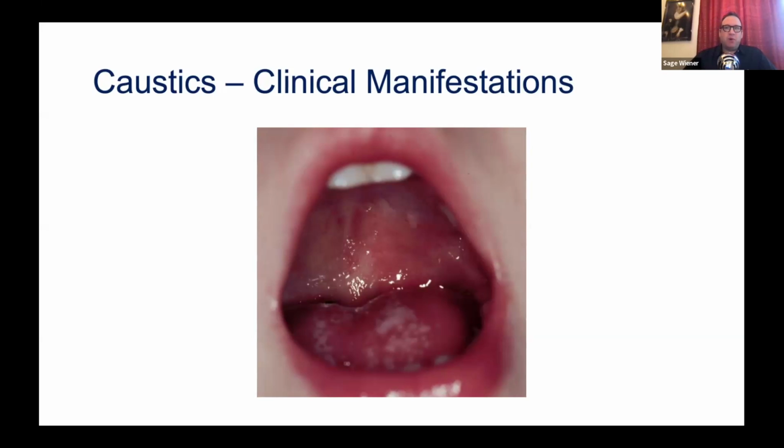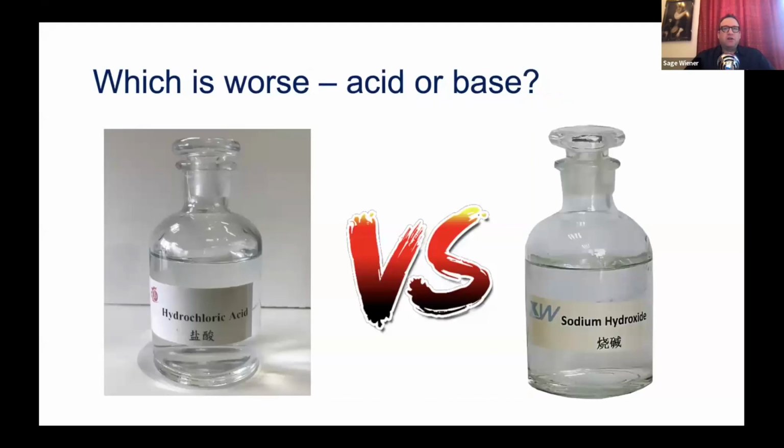Now, here I've been mostly talking about ingestions, but remember that caustics can also cause injuries in other places. You can have caustic injuries to the eye. You can have caustic injuries to the skin. And these are in some ways easier to manage, and we'll talk about why that is.